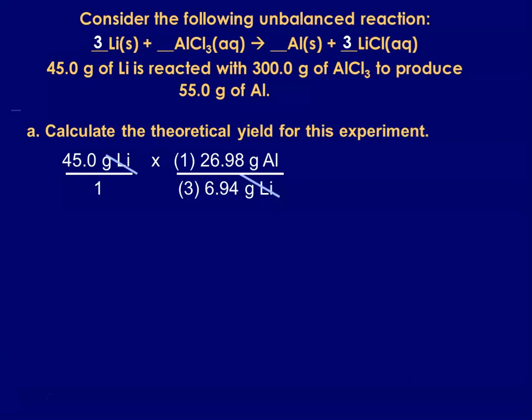I multiply and divide. I want 3 sig figs in my answer, and I got 58.3 grams of aluminum could be made from 45 grams of lithium if I had more than enough AlCl3.